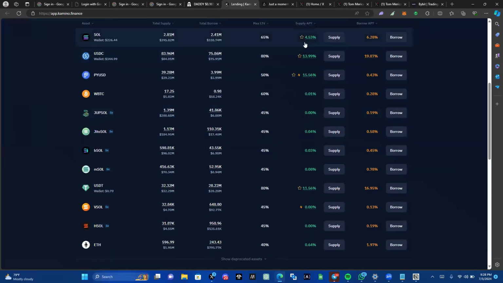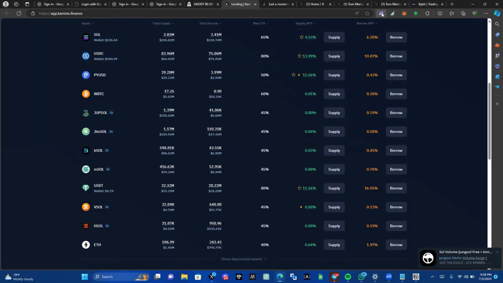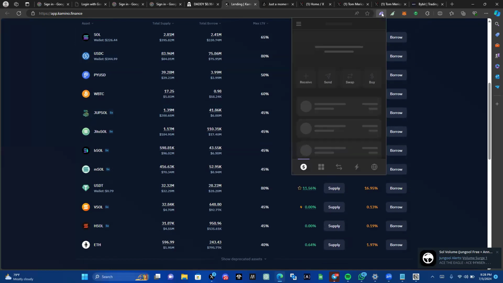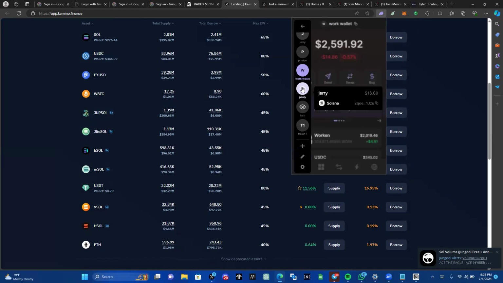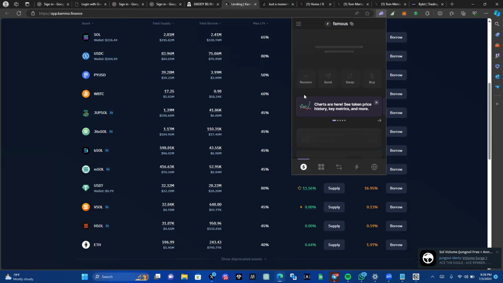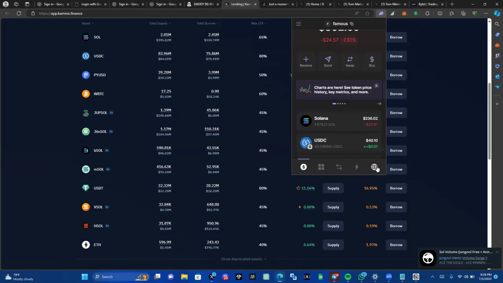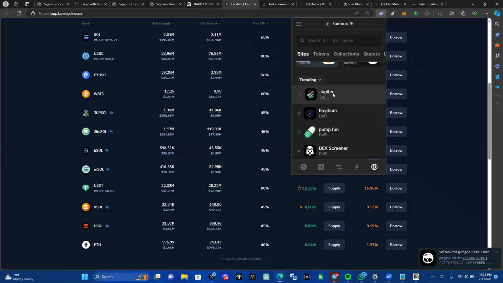Now we talk about something else. I taught you guys how to do some trades on CEX. Now we're going to do some trades on DEX. I'm going to use my normal wallet that I use for trading. We're going to use Jupiter to trade. This Jupiter is a decentralized exchange that you can use to buy and sell tokens.